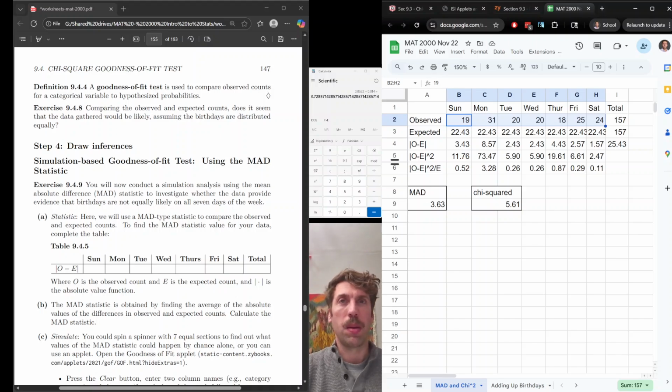Did I get the same number of people of different ethnicities that I should get based on census data? That tells you something about whether your sampling methods are good or not. Okay, so number 8, comparing the observed and expected counts. Does it seem that the data gathered would be likely, assuming the birthdays are distributed equally?